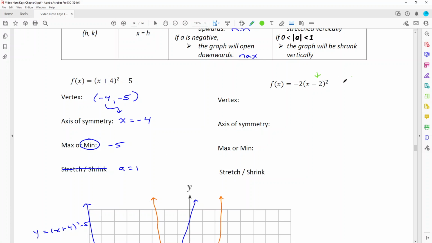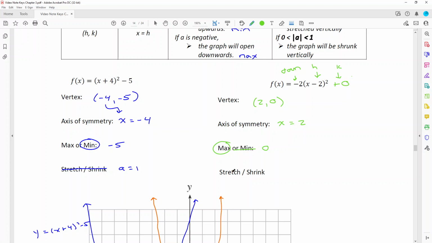So this gives you the h value of the vertex. So the h value is positive 2. And then the y value of the vertex is here. There's nothing written there, so it's plus 0. So it's a 0 for the y. Axis of symmetry is always x equals the x value of the vertex. And then we have to determine if it's a max or a min. Since this graph is opening down, that means I'm going to have a max. I'm going to have a max of 0 when x is 2.